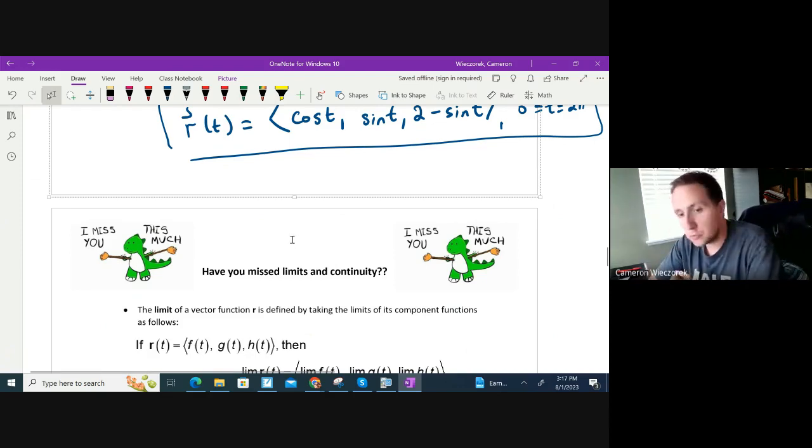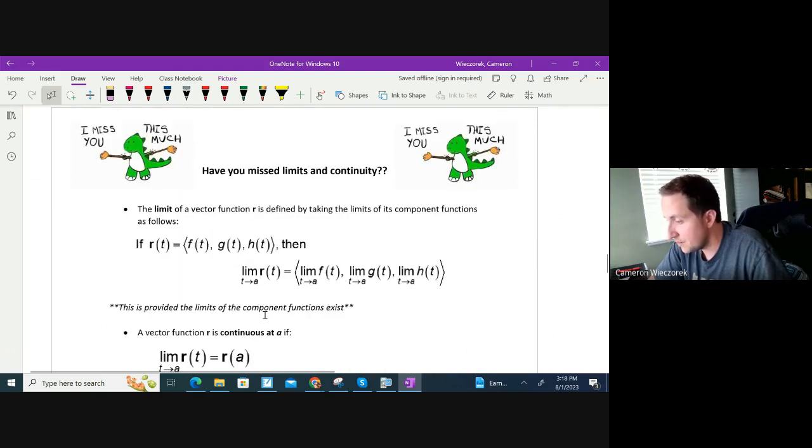And this really just relies on the component functions. If you know how to take the limit of each of the component functions, and you know how to check continuity for each of the individual component functions, like you would have done last year in single variable calc, it's just a matter of putting it all together now. Once you recall how to do the individual components, you've pretty much evaluated the entire vector. Okay, so the limit of a vector valued function r is defined by taking the limits of the component functions.